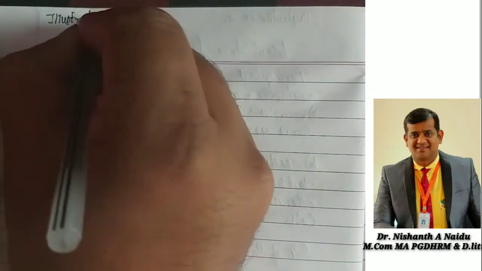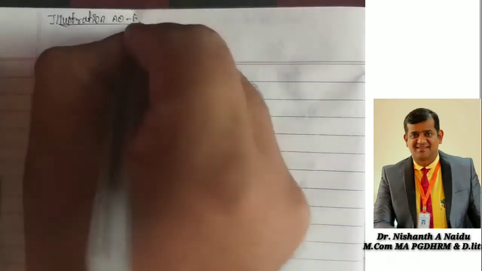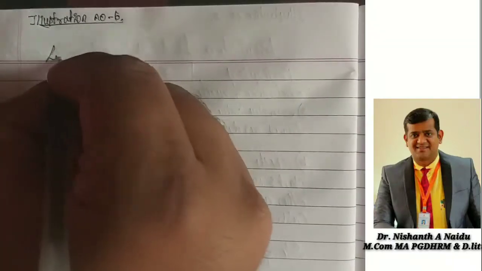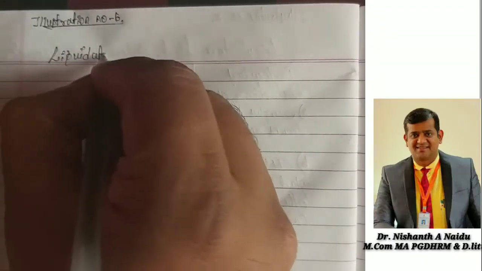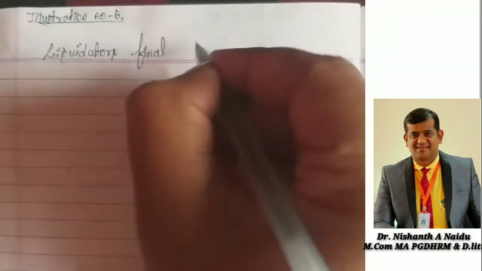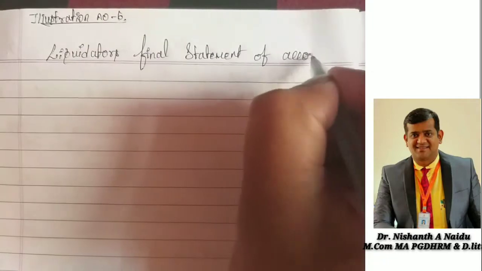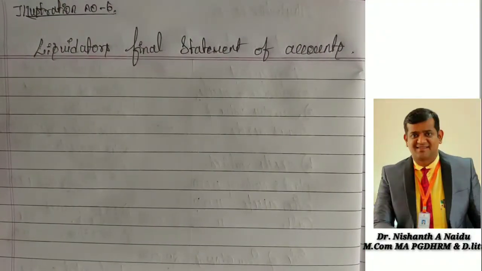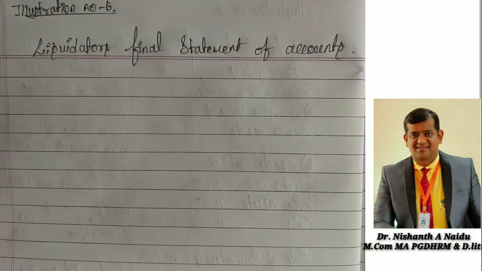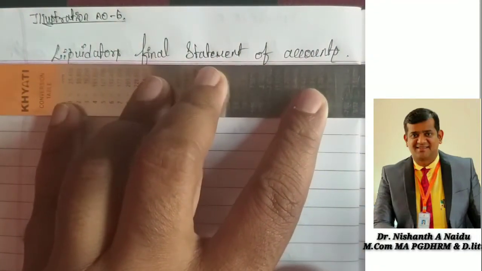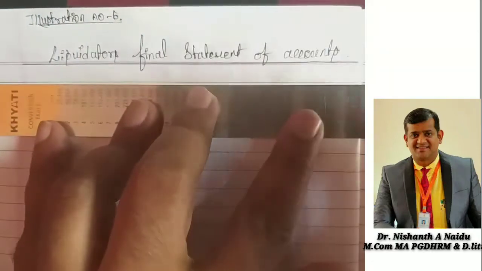Solution for illustration number 6. Let me start the table. What are we going to prepare? Liquidator's final statement of accounts. Next, open the table. Since the problem is a bit lengthy, automatically your table should also be lengthy.